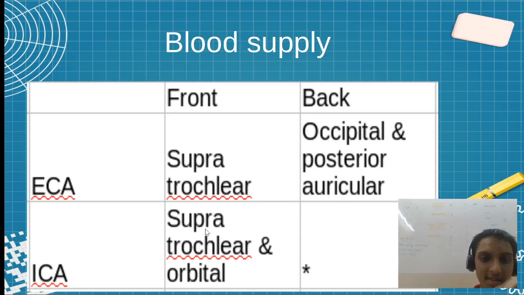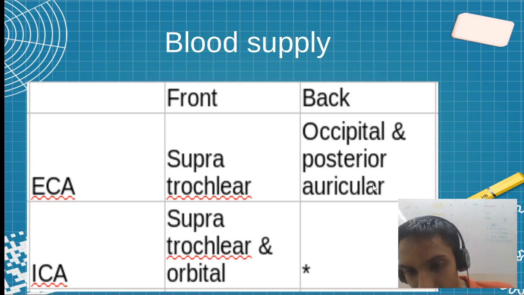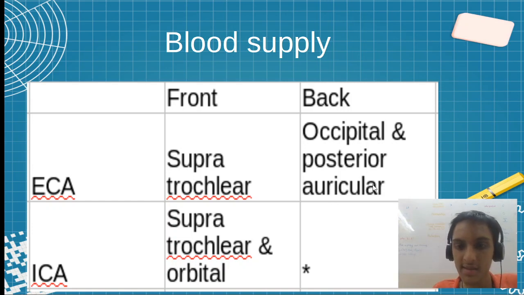Let us see the blood supply. So the blood supply, a simple tabular form, external and internal carotid artery, ECA, ICA. Here what is in the front? You can see that is a supratrochlear in the front. Back you have occipital and posterior auricular. Remember as OPA. O as in occipital. What is PA? Very easy.